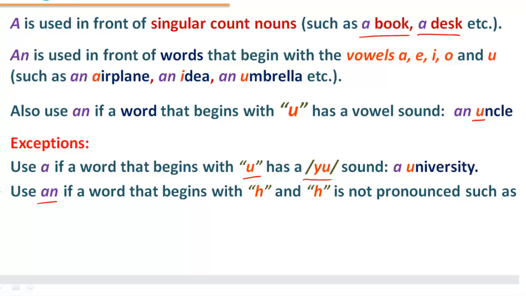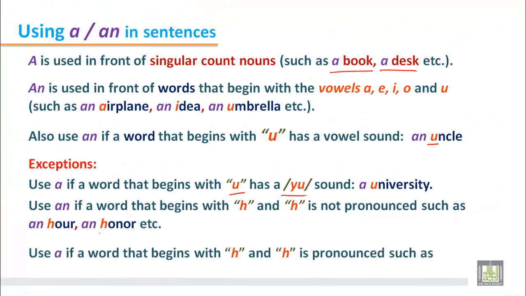Use an if a word begins with H and this H is not pronounced, such as in the word hour. This word begins with H but this H is silent, as if the word begins with O. So we have to put an before hour. An hour. An honor. In these words, H is silent and we have to put an before them.